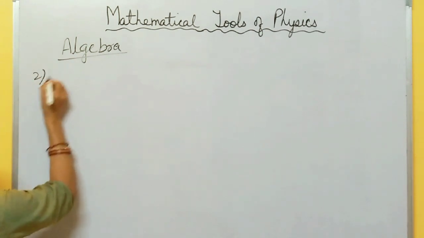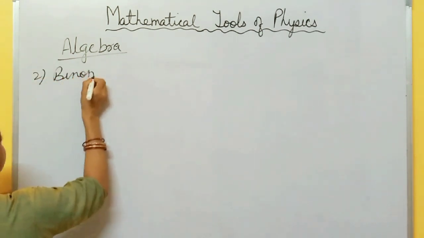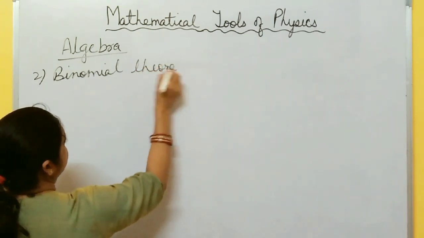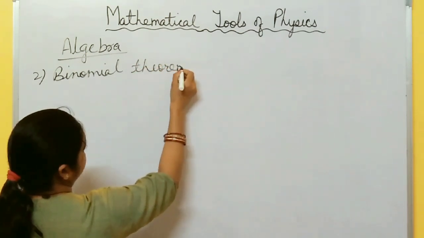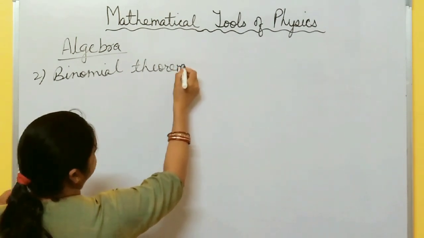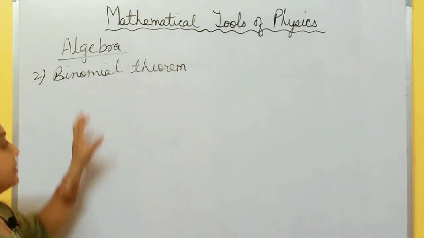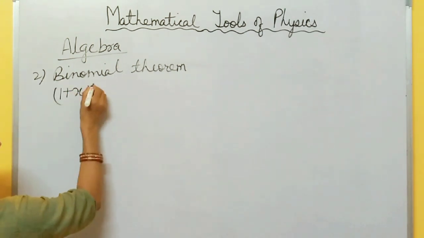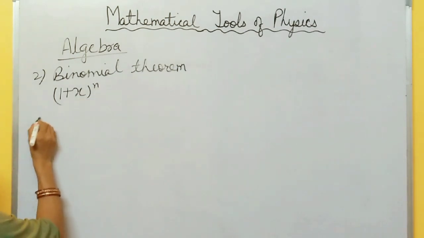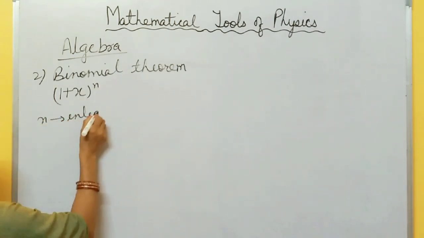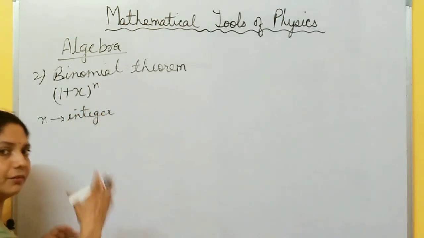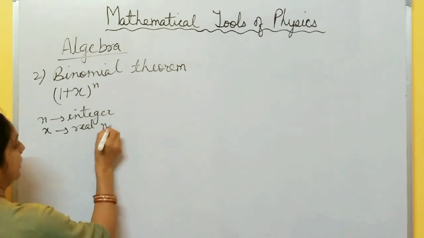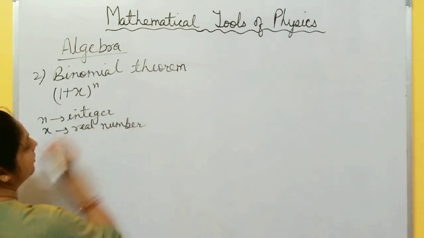Now the second one is binomial theorem. This formula is also important, right? These are used at many places in physics, like in gravitation chapter, this formula is used. General form is this one, 1 plus x to the power n, where this n is an integer. N may be positive, negative or fraction, and this x is a real number. Real number you know, right?